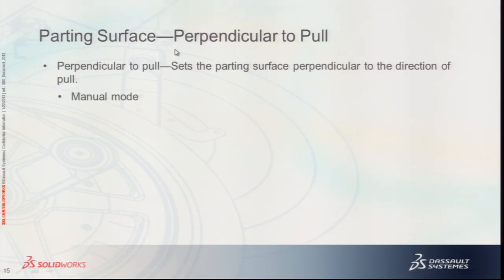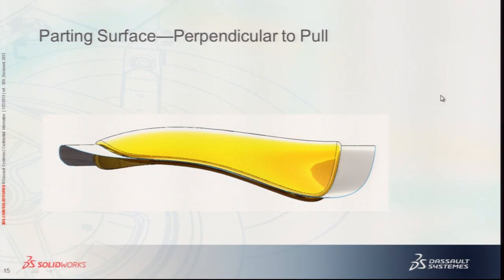Then of course we get to this perpendicular to pole, which I explained earlier: you have the mold opening direction, and it makes that parting surface perpendicular to that. There's a few options, one they introduced a couple of years ago. This is sort of an example of how that's going perpendicular to pole. We have that pole straight up and down.